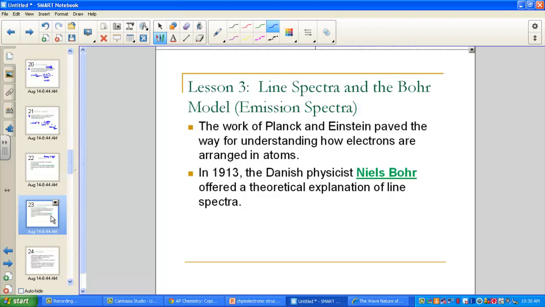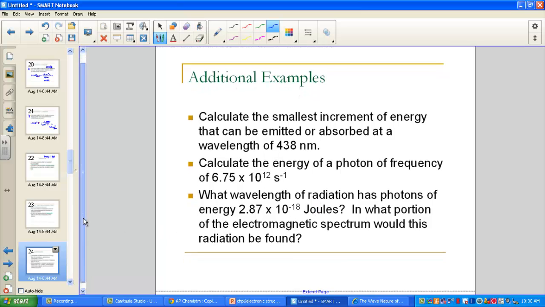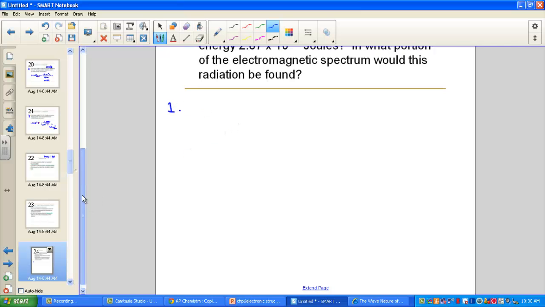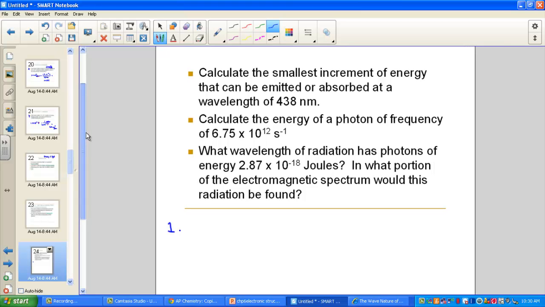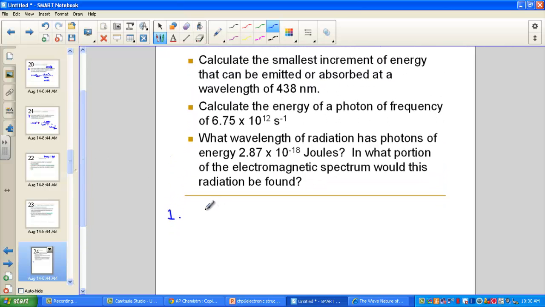Let's keep practicing. If you take a look at your additional exercises, this will be on the top of page 4 in our note packs. Calculate the smallest increments. Let me give myself some room and we'll just work these together. The first reads, calculate the smallest increment of energy that can be emitted or absorbed at a wavelength of 438 nanometers.